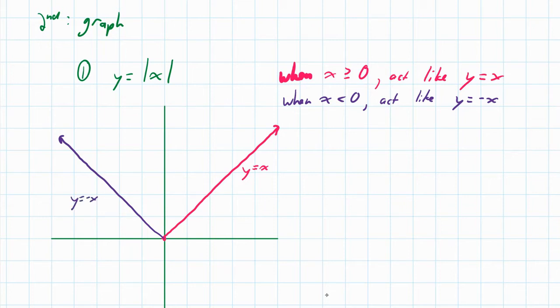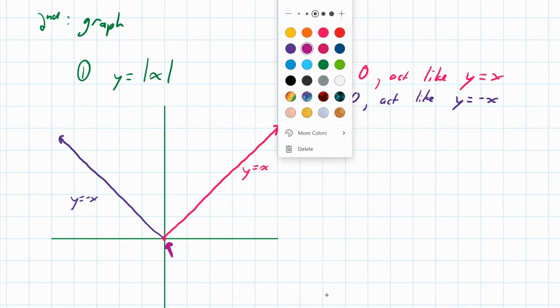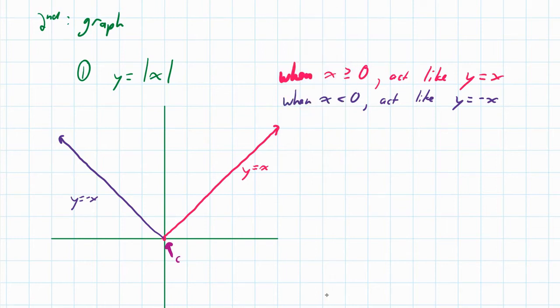We have a special name for this point here. You may have seen the name vertex, but I like to give this a better name. This is called a cusp. A cusp in math means an abrupt turning point, a turning point that could not be predicted by looking at either direction. So knowing that, we then get the piecewise graph.